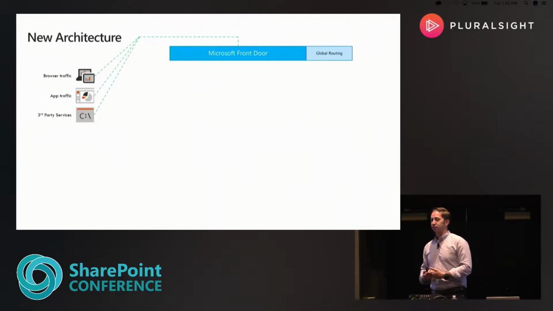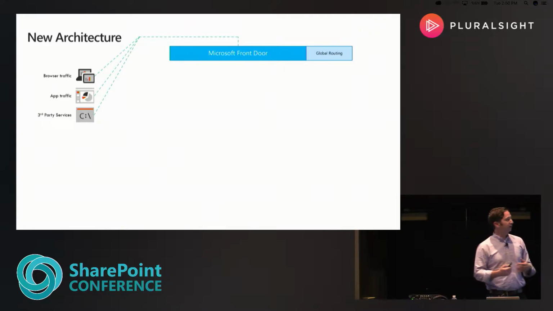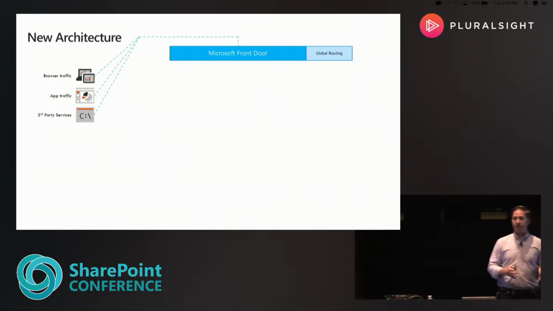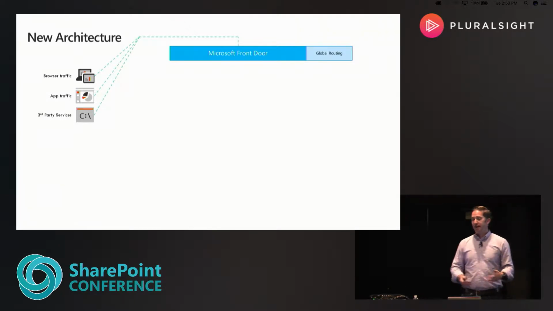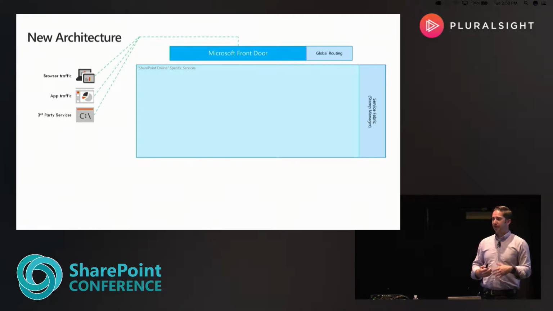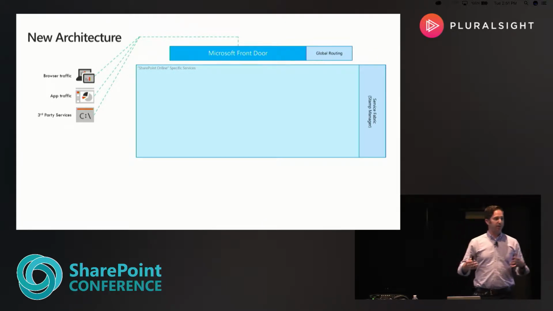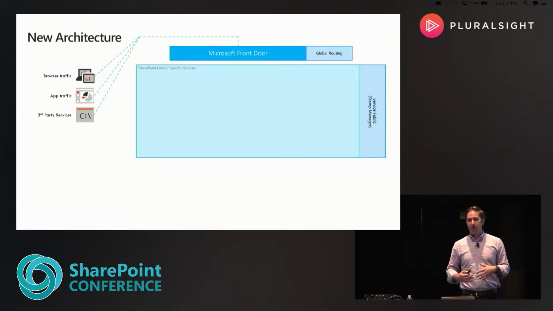It's not something specific to SharePoint, but we integrate with it, and it's how traffic gets from users to the nearest Microsoft-owned endpoint to them. And from there, it can route into what we actually call the SharePoint Online service. And I draw this box distinctly to represent the things that my team is responsible for and the things that I'm going to talk to you about today.